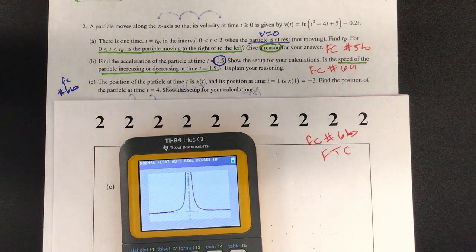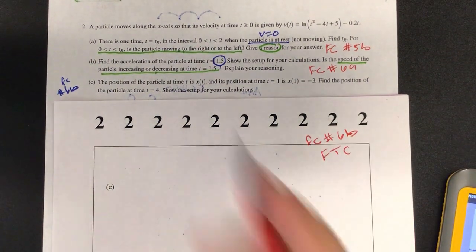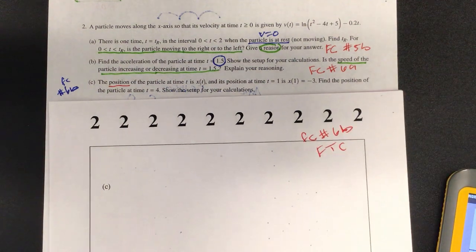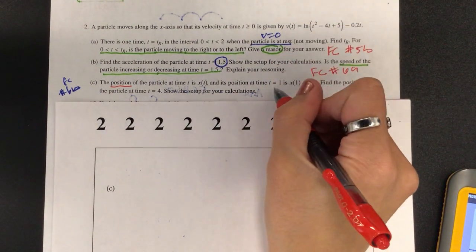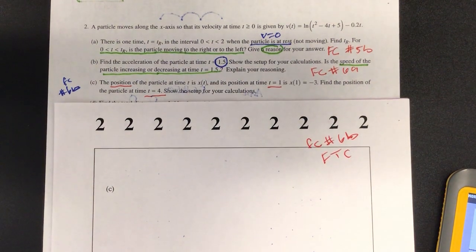Okay, let's underline some good keywords. The keyword here is going to be the position of the particle at t equals 1 and t equals 4. So that will be flashcard number 6B.